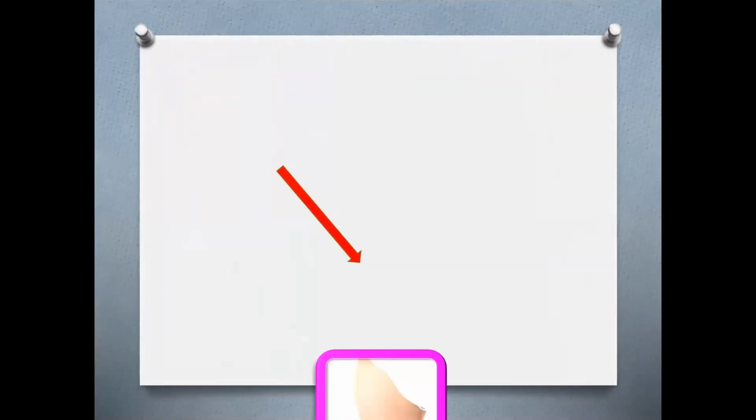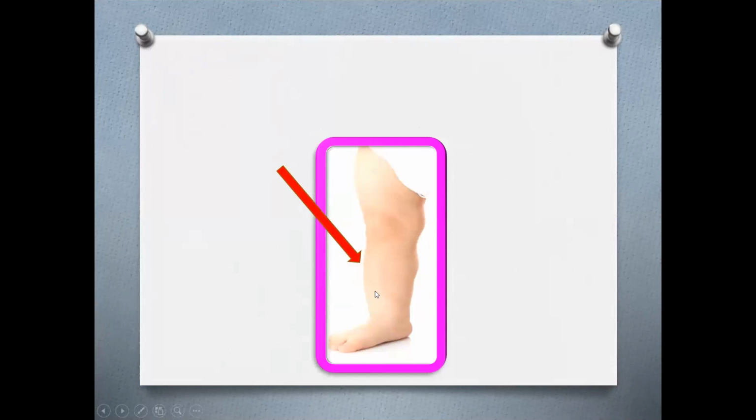Next, what picture is this? Very good. This picture of leg. The spelling is L-E-G, leg. You can read Thai, see this picture and understand more.